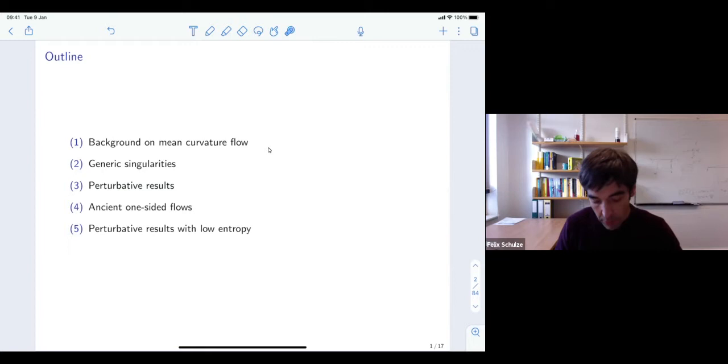And in the very end, I'll explain that under an extra condition, which is restrictive, it doesn't give the full result, but we later realized that we can give a quicker proof, a stronger proof of some of the results under this low entropy condition, which I will explain in the very end. Okay.